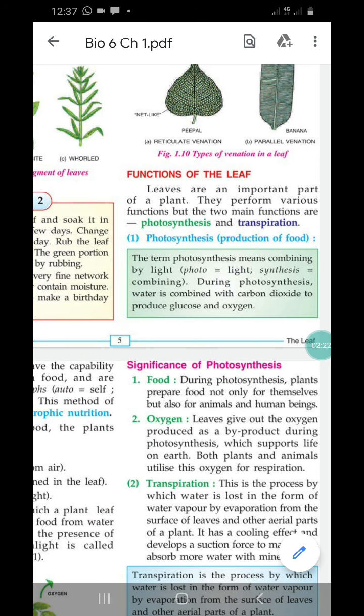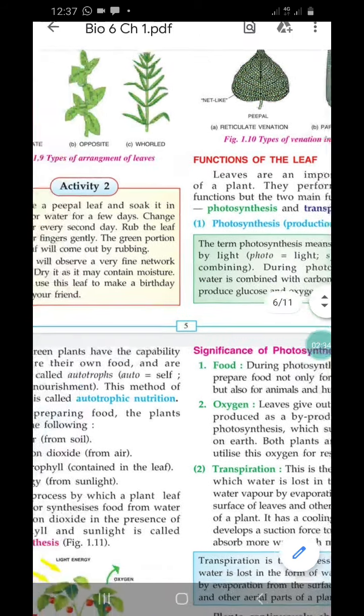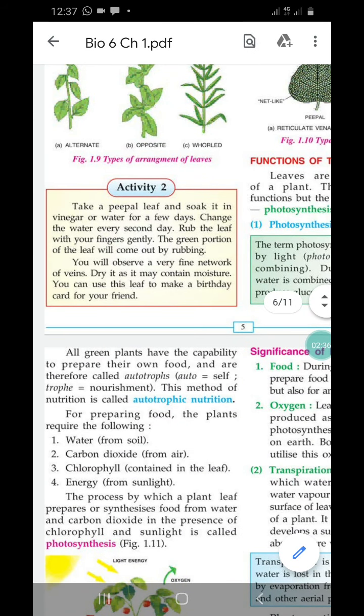So, in the process of photosynthesis, water and carbon dioxide are combined to produce glucose. At the same time, oxygen is released. As plants have the capability to produce their own food, we call them autotrophs. What do we call them? Autotrophs. Auto means self, troph means nourishment.